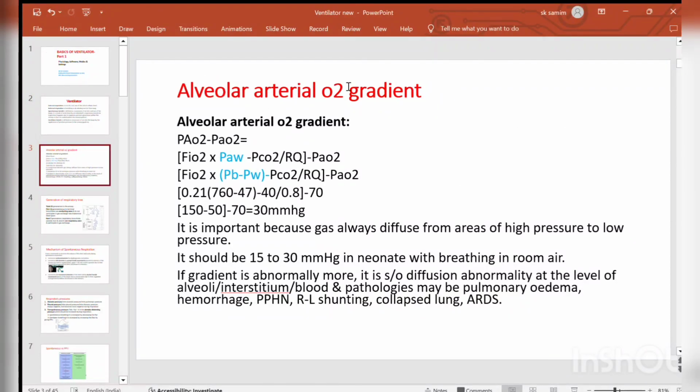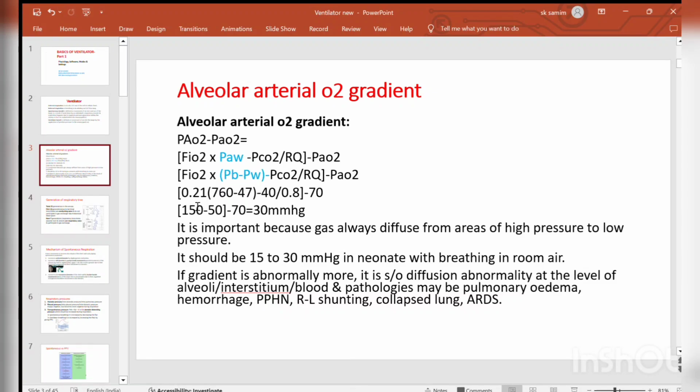Next, alveolar arterial oxygen gradient. Gradient means difference. So alveolar arterial oxygen gradient means difference in oxygen concentration between alveoli and the blood. So the equation is PAO2 minus PaO2 is equal to FiO2 into airway pressure minus PCO2 by respiratory quotient, minus PaO2. Airway pressure means barometric pressure minus water vapor pressure.